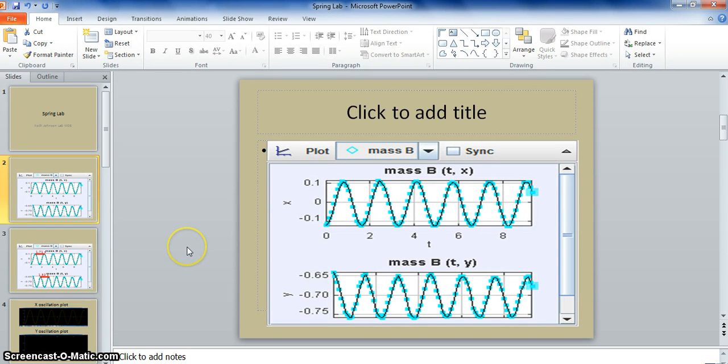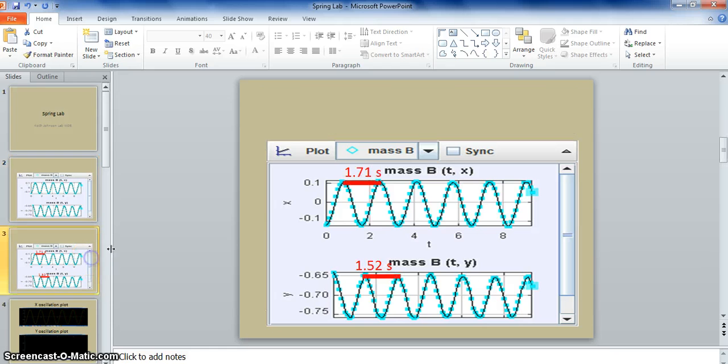In Tracker, this data was plotted both in the x and y directions, giving this oscillation. Using this oscillation, we can calculate the frequency of oscillation by looking at the distance between adjacent peaks. The frequency of oscillation in the x direction is 1.71 seconds, and in the y direction is 1.52 seconds.